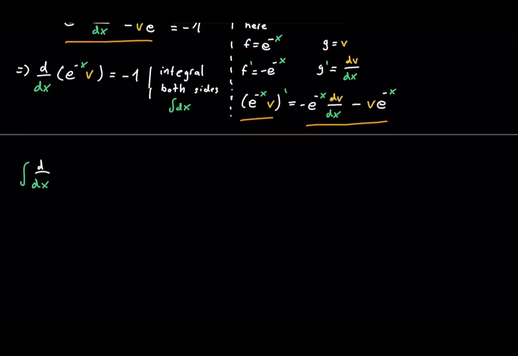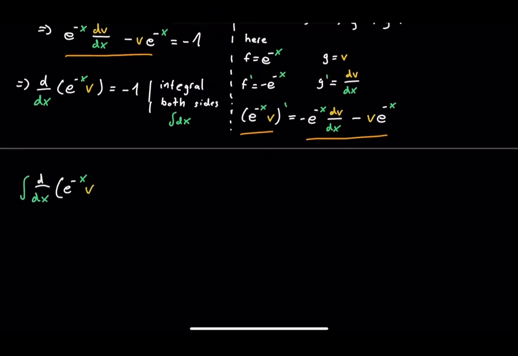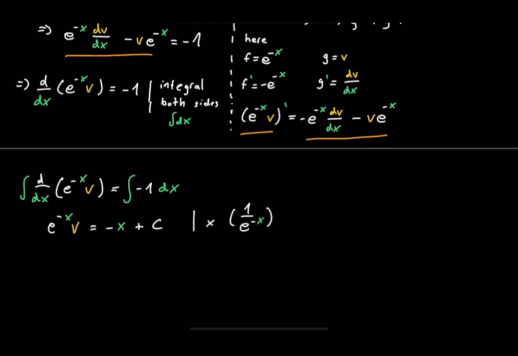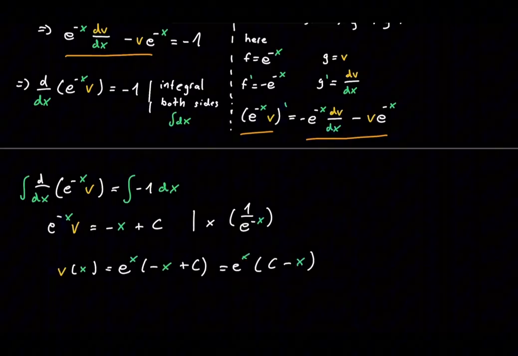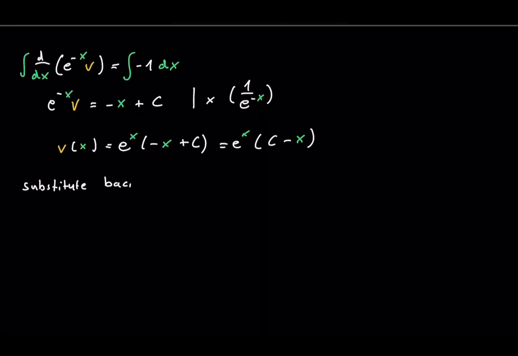The integral of the left-hand side gives e to the negative x times v. The integral of the right-hand side gives -x plus c. That gives us e to the negative x times v equals -x plus c. Multiply through by e to the x to isolate v. That gives v equals e to the x times (-x plus c), or equivalently, v equals e to the x times (c minus x). Now remember, v equals 1 over y.